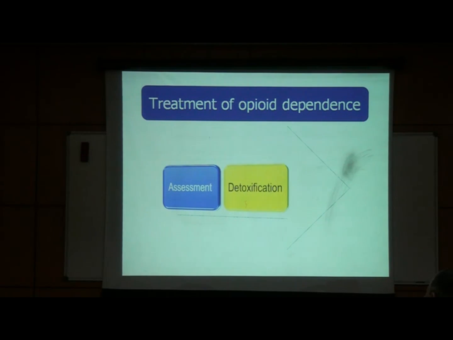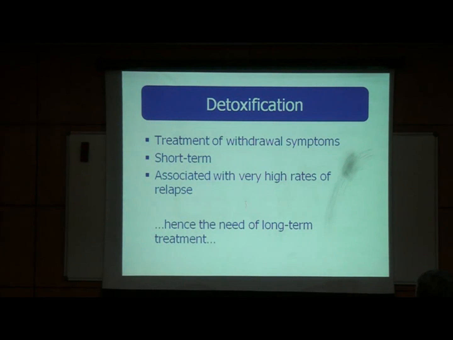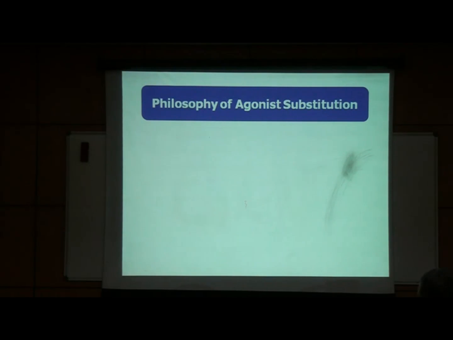So the treatment of opioid dependence involves these steps: assessment, detox, and then a long-term treatment for which we have these two approaches: an agonist maintenance or an antagonist. Let's talk about the agonist maintenance treatment approach first. Detoxification, very succinctly described by Dr. Rao. We know that it's short-term, gives people good relief, but it is associated with a very high rate of relapse. Hence, we need to think about agonist substitution or long-term treatment with agonists.